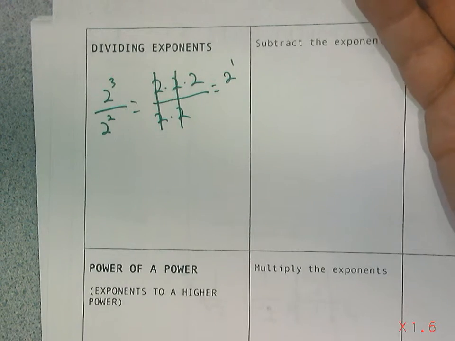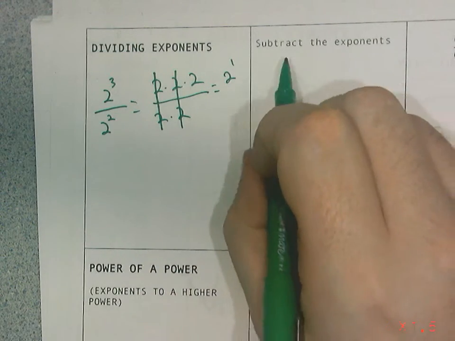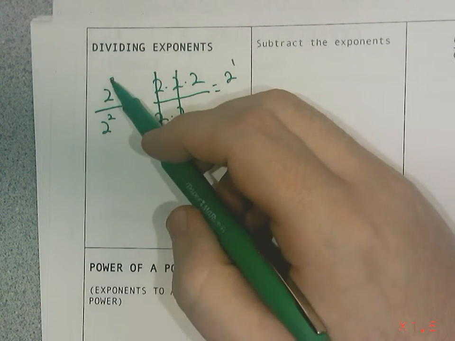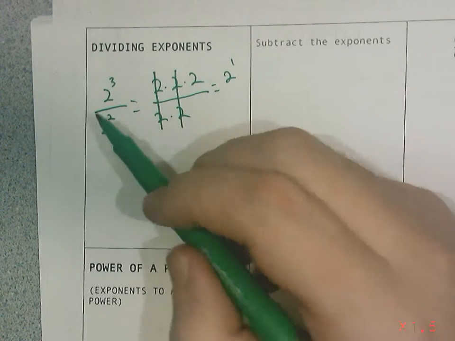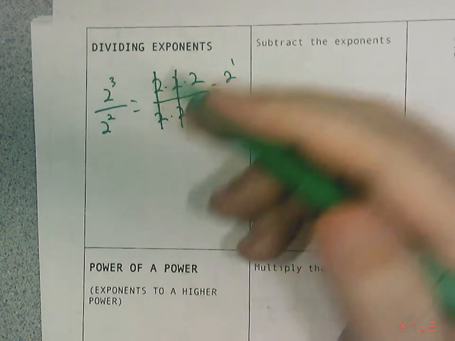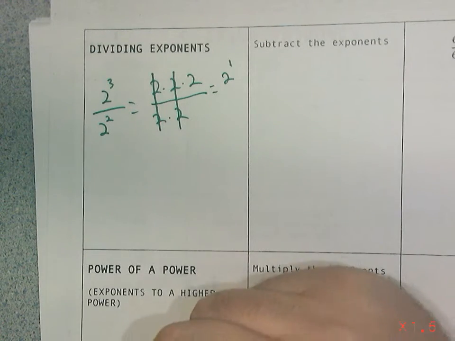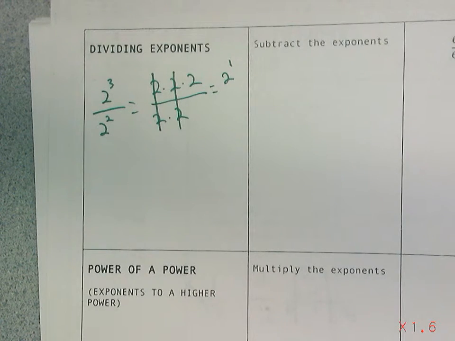Or just 2. Now, if we look at subtracting the exponents, that's like saying we always start at the top and take the exponent on the top, subtract it from the one on the bottom. So 3 minus 2 is 1, okay? And that's all you're really doing here.